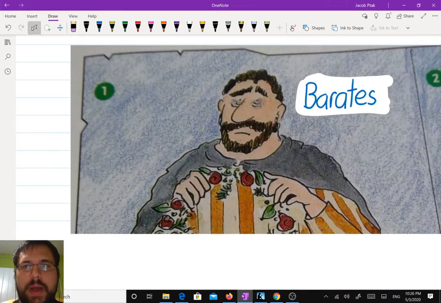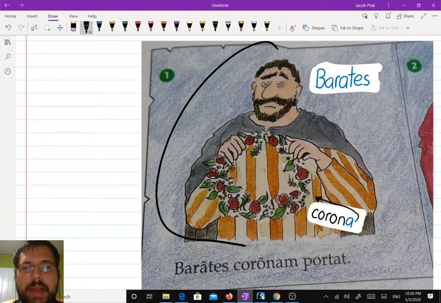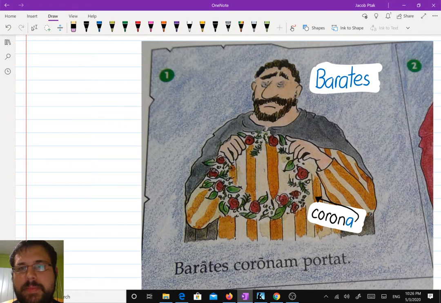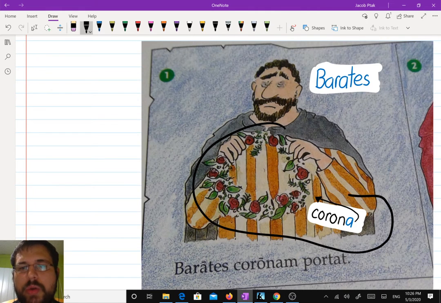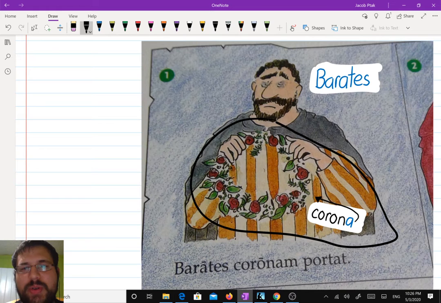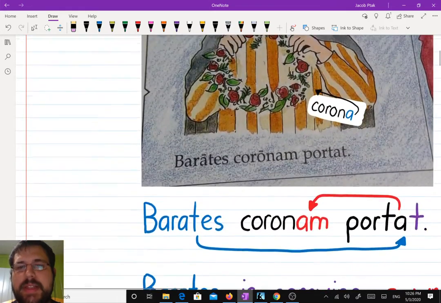So in box 1, we have Barates coronam portat. So the guy's name is Barates. This is a corona, which is such an interesting word to see these days, but in Latin this is what a corona is. And then portat, what he's doing. Let's break this sentence down.